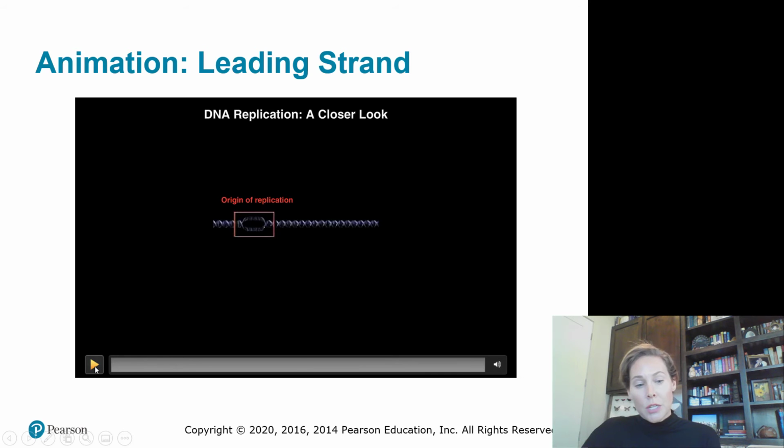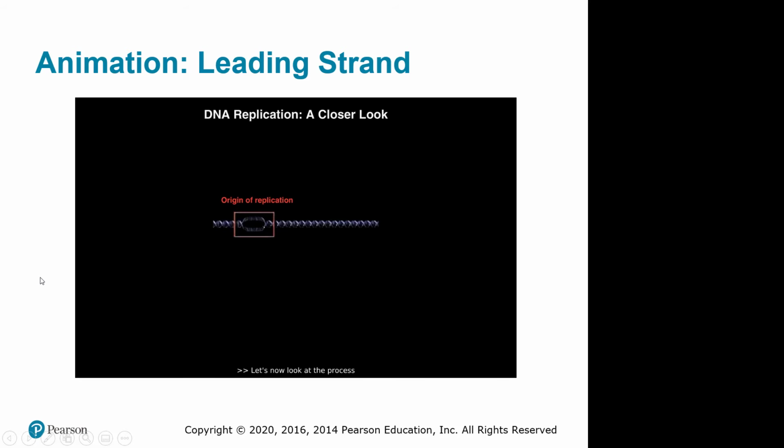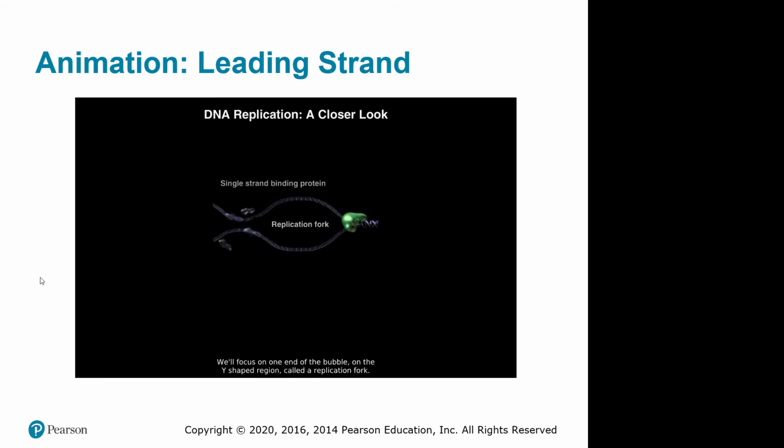So let's watch an animation showing you how that occurs. Let's now look at the process of DNA replication more closely, starting at an origin of replication. The DNA opens up there to form a small bubble. Molecules of an enzyme called helicase attach to the DNA at the ends of the bubble and continue the unwinding of the double helix. We'll focus on one end of the bubble, on the Y-shaped region called a replication fork. The two strands would naturally tend to rewind, but are held apart by molecules of a single-strand binding protein.